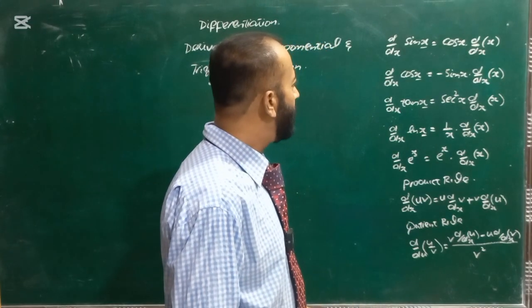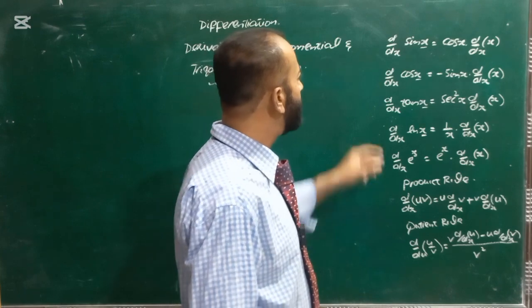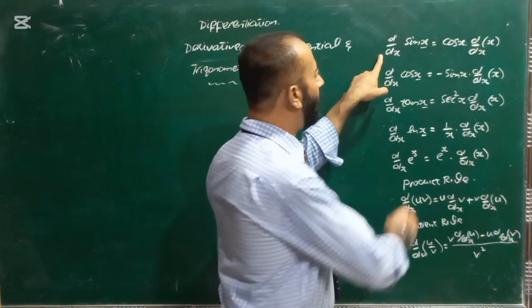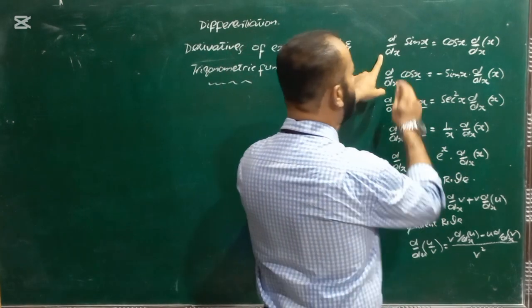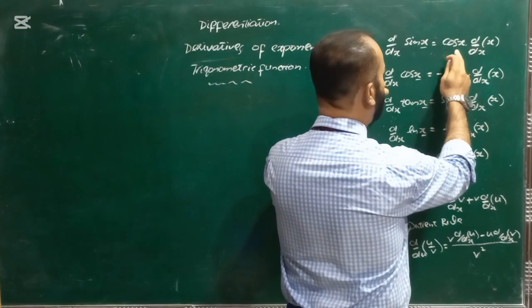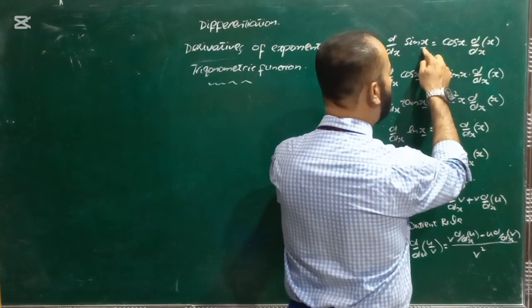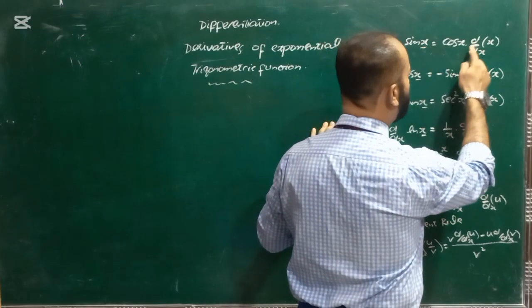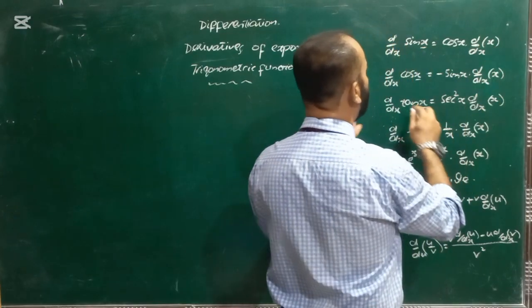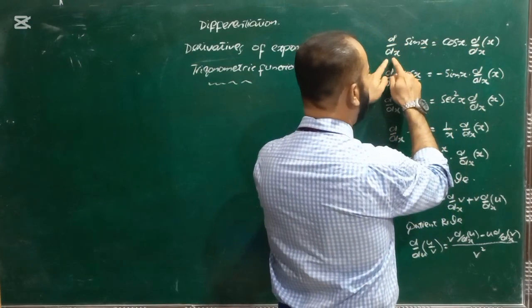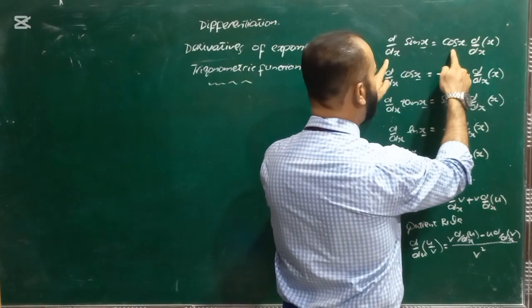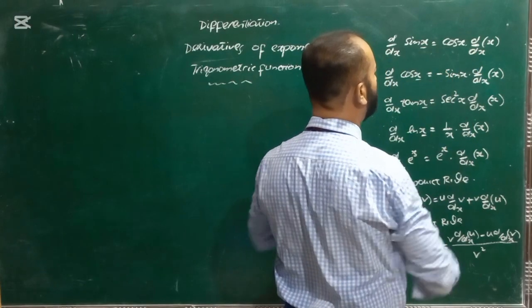So the first thing that we are going to read is the derivative of sin x. Derivative of sin x is cos x into differential of the angle. Whatever the angle will be placed here, we have to take the differential of that angle. So listen again. Derivative of sin x is cos x into differential of angle.